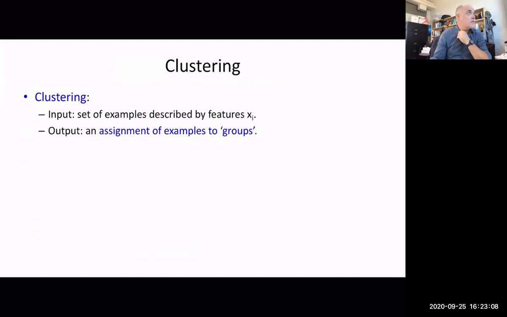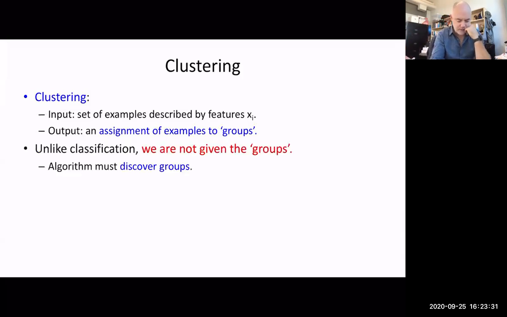They're equivalent sets if you permute the labels of the groups. But the point is that you want to somehow associate like items together, and basically you'll do that by giving them the same label, although the actual value of that label might be different from one clustering algorithm to the next. So unlike in classification, we are not given the groups.